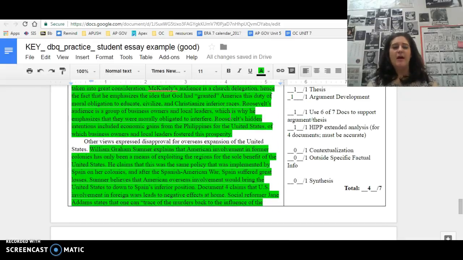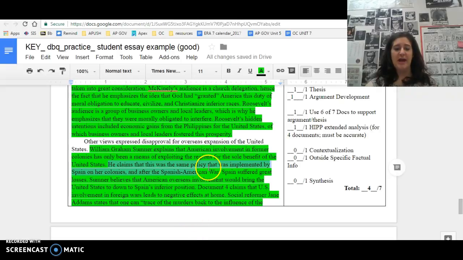The next paragraph is a large paragraph about disapproval for overseas expansion. They mention document 2. Now, document 2 is just a summary of what's in the document. They try to argue that it is purpose in saying that he claims that this was the same policy that was implemented on Spain by our colonies, but if you go back and read document 2, that is just a summary. That's not using the document and explaining why it's a disapproval, why it's anti-expansionist.